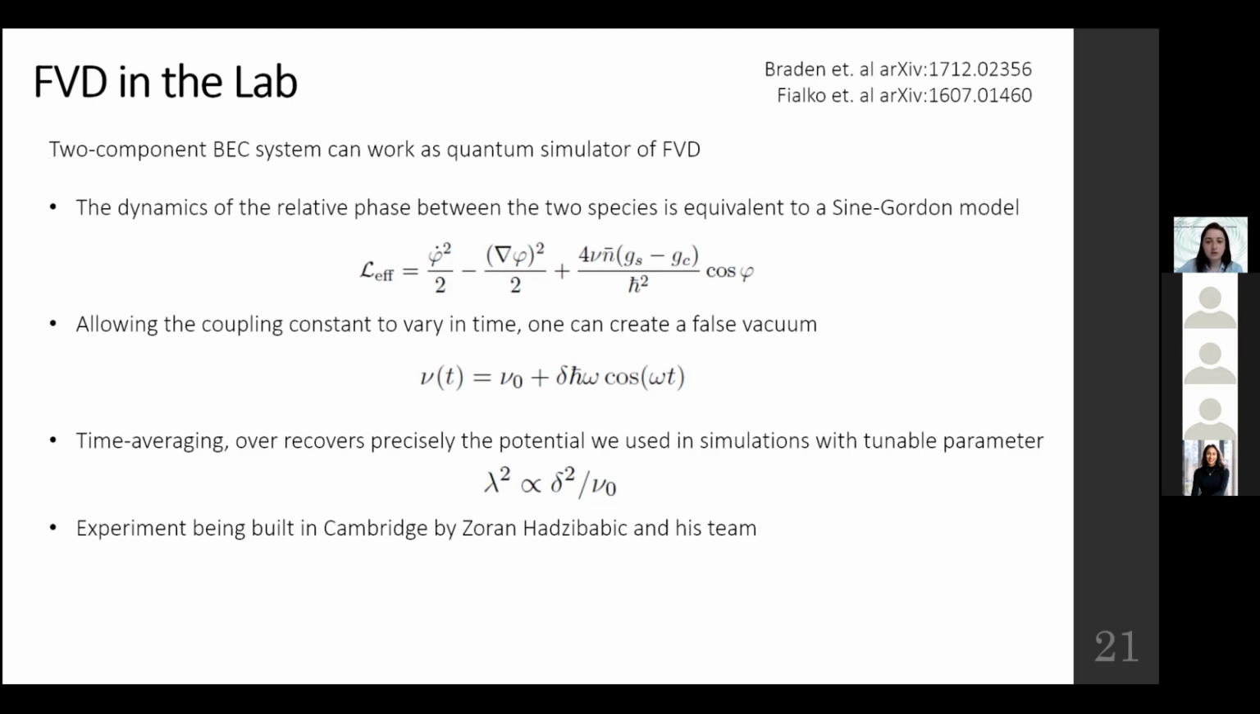So if you start from the GPE equations, you switch to polar bases, you integrate a few things, you get a sine-Gordon equation. Now, allowing this one parameter here to vary in time, you can create the false vacuum where the depth of the potential of the false vacuum well is modulated by the lambda here. And this experiment is being built in Cambridge by Zoran and his team.